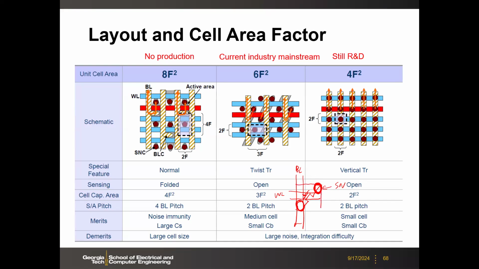So here then you look at this. I should actually draw this way, because this contact will be shared by another cell, okay? Actually, the other cell will also share this contact. So effectively, I should show this. You have 3F this way and 2F this way, like what we show here in this dash box. That gives you 6F squared.